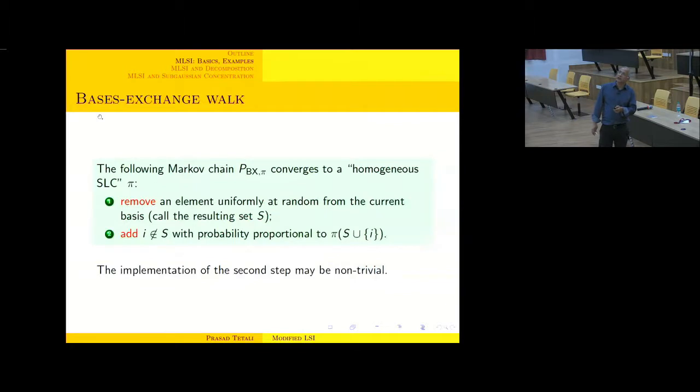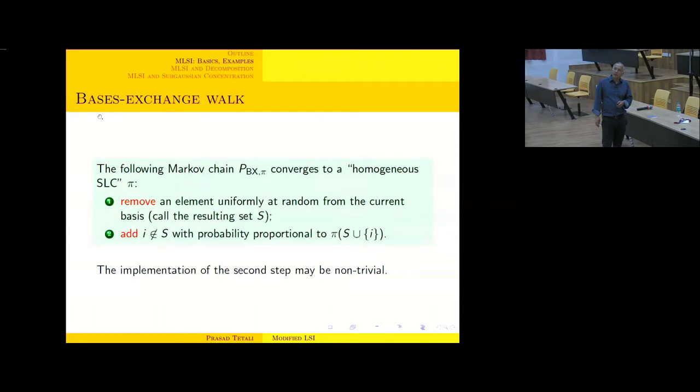So again, I said it already. So P_B sub x, this is the basis exchange walk. Ignore the homogeneous, strongly log concave for now. Think of pi as the uniform distribution on the bases of a matroid. They can do something stronger for other distributions. Remove an element uniformly.